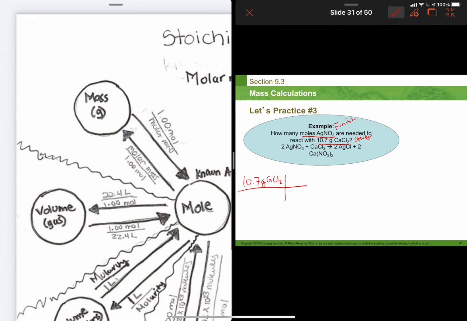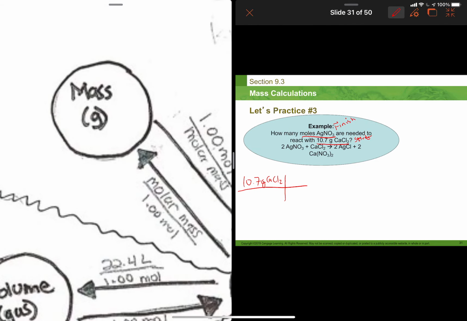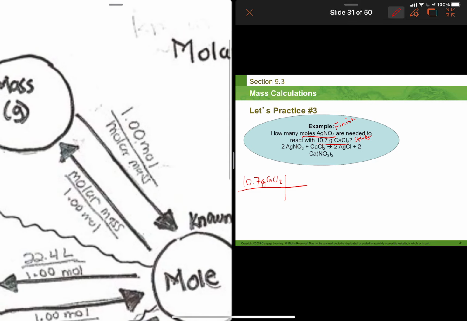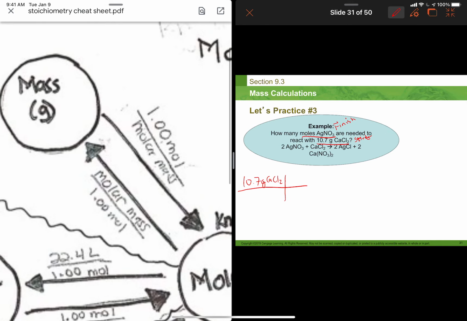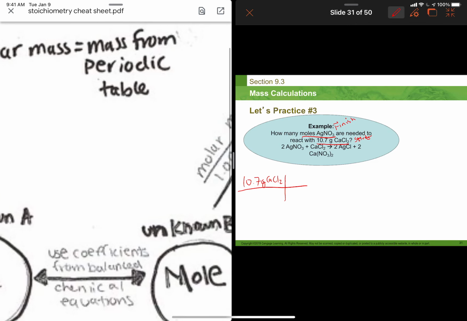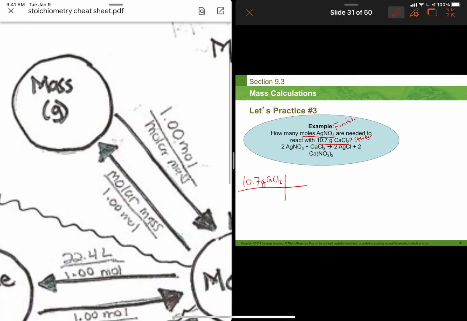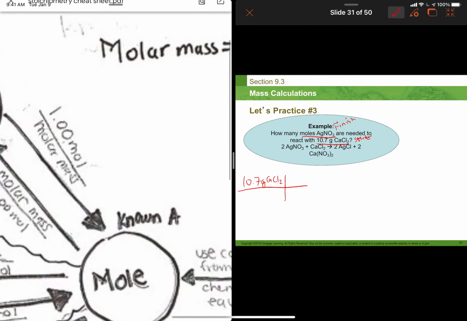Okay, I'm starting in mass. It says I will need to move to moles. So you might think, am I just moving from mass to moles? Well, we want moles of AgNO3. We don't want moles of CaCl2, which means that this is actually a two-step problem. We are moving from mass to mole, mole to mole. Again, this is a two-step problem. Mass to mole and mole to mole.